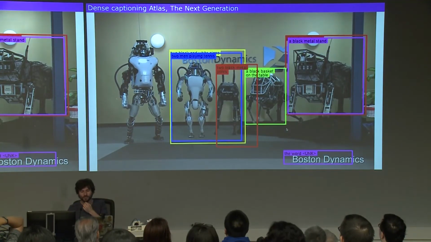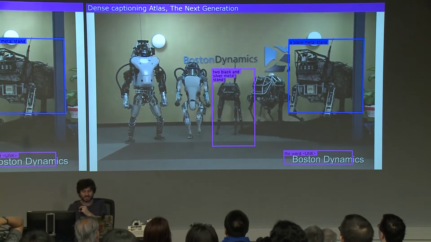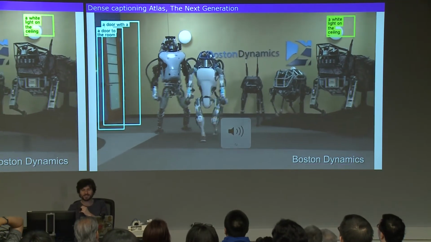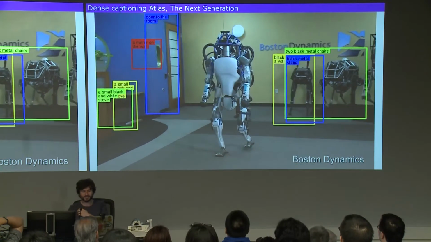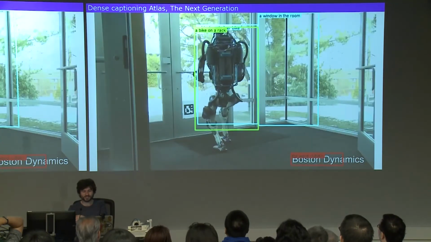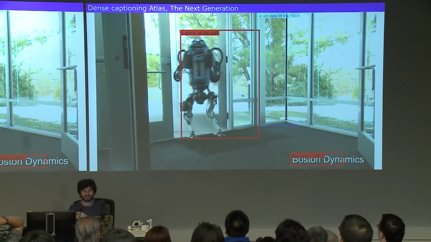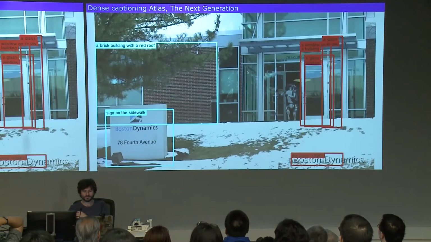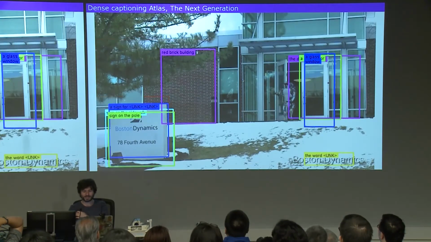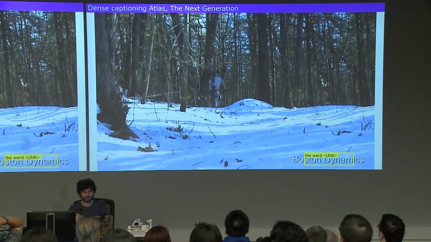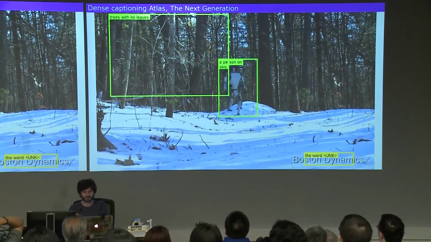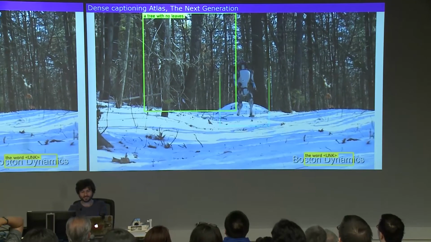Or captioning real movies. Have you guys ever seen the Boston Dynamics Atlas robots? So I captioned these. So it's a bike on the rack, a mirror on the wall, a glass window, man standing in front of a building, person on skis.